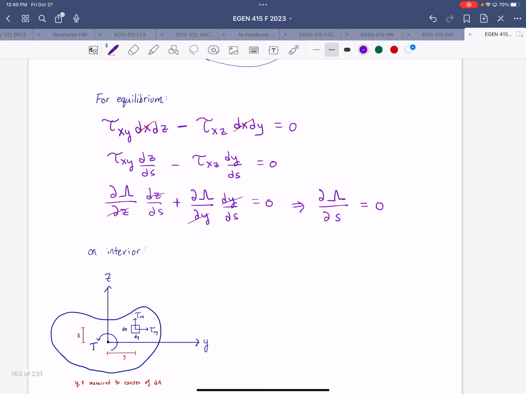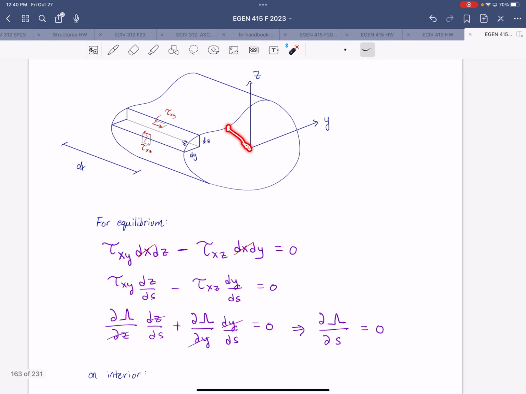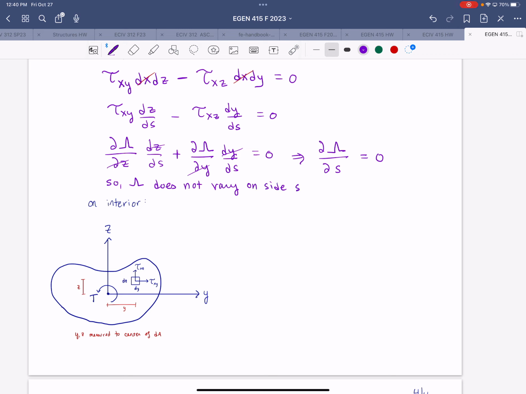What this means is that lambda, this function, is constant along the outer edge. So it's not going to vary on that outer edge no matter how far that edge is from the centroid. So even this point, which is a lot closer to the centroid, will have the same value of lambda as this point over here. So I'll summarize that. Lambda does not vary on the side surface of the shaft.